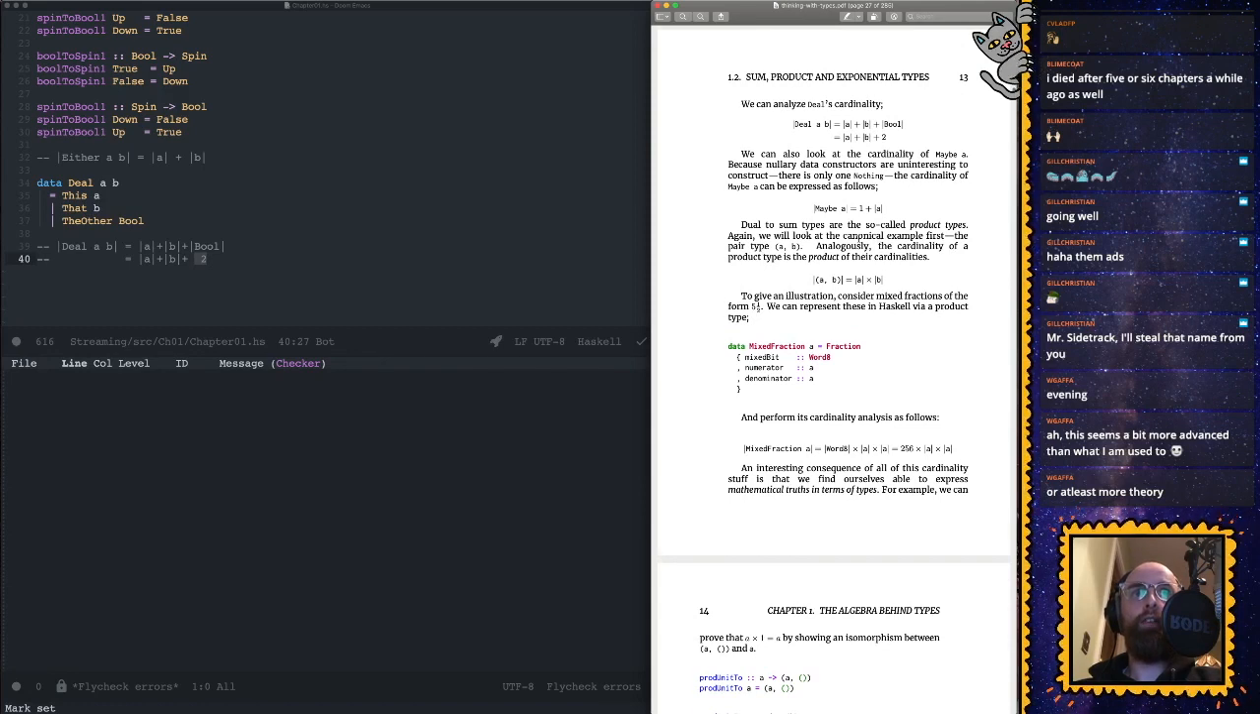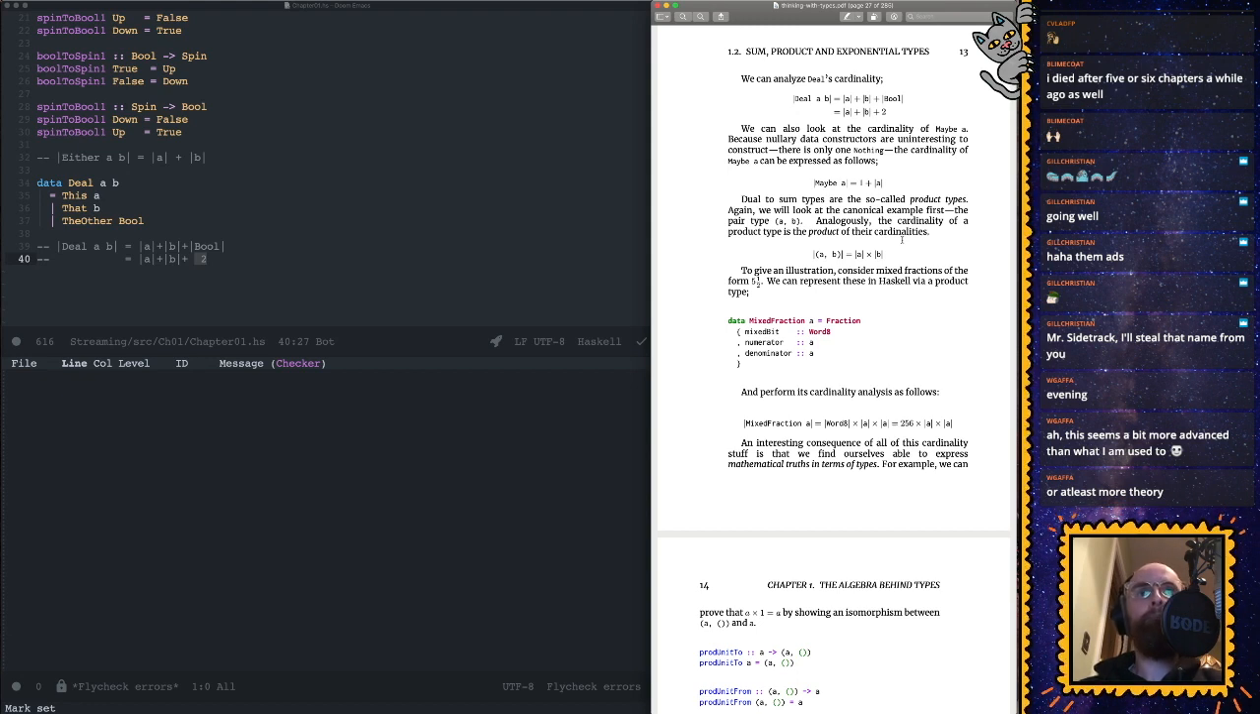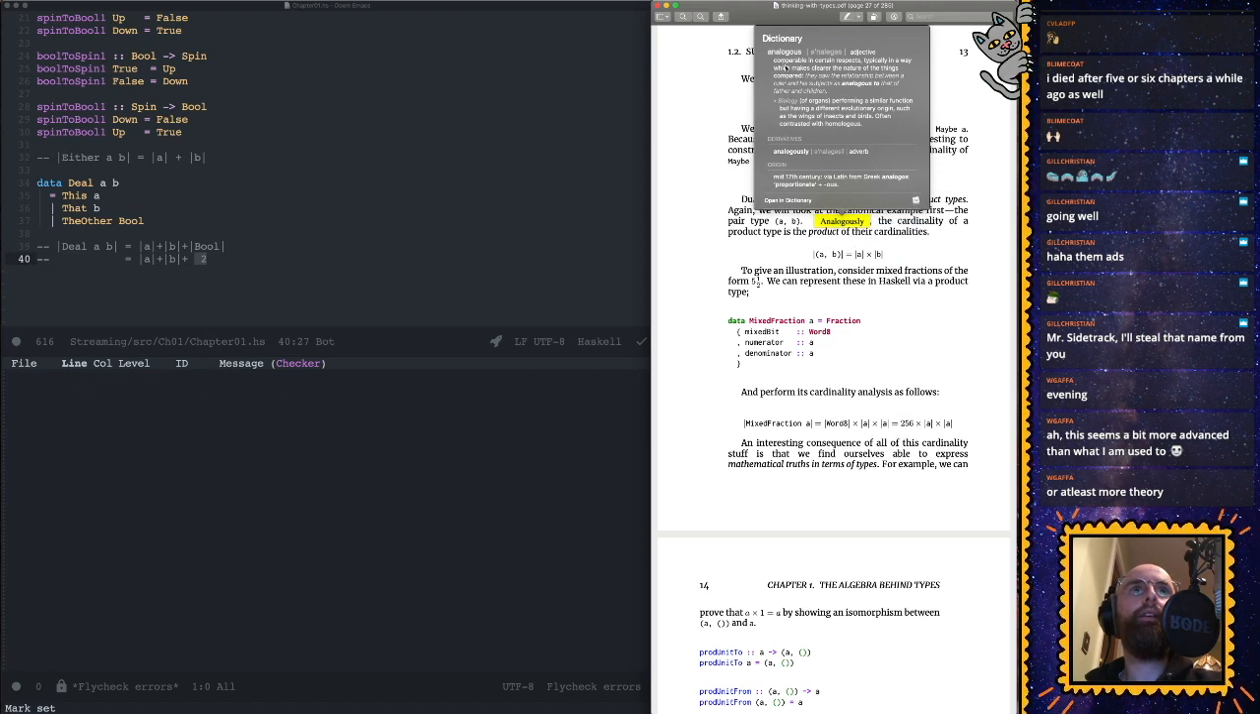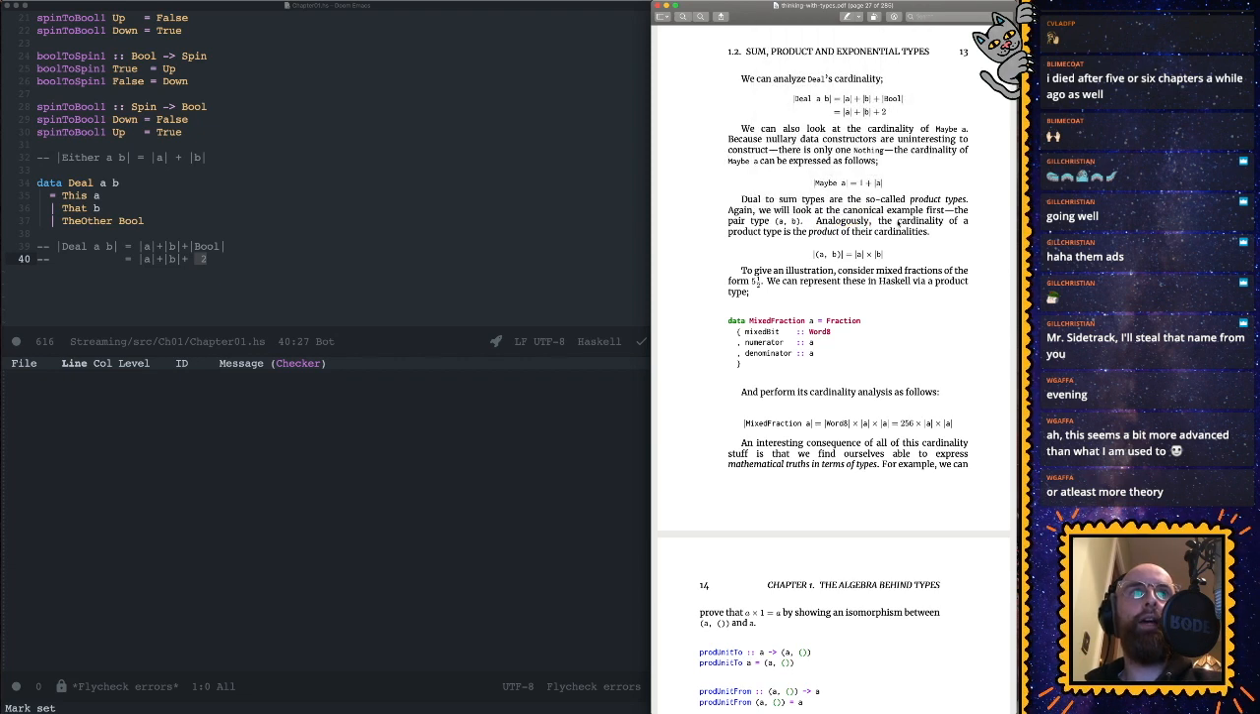Dual to sum types are the so-called product types. We're discovering another side of it. Again, we will look at the canonical example first, the pair type, like a tuple, A, B. Analogously, comparing the cardinality of a product type is the product of their cardinalities. So A, B, when it's a comma, is like A times B.